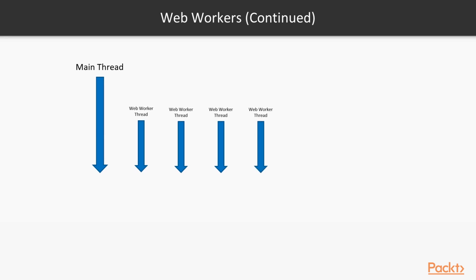Usually, the browser creates one thread per tab. The main thread can spawn an unlimited number of web workers until the user's system resources are fully consumed. As soon as the browser tab is closed, the main thread dies and kills any web workers it has created.